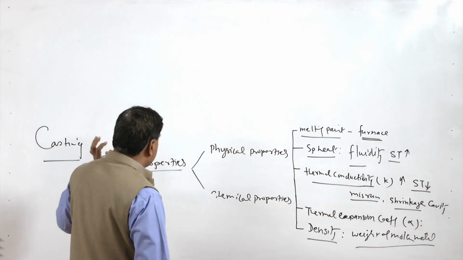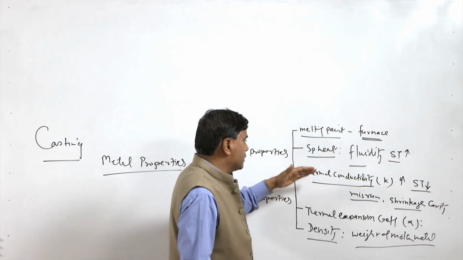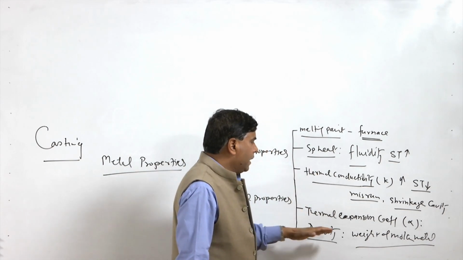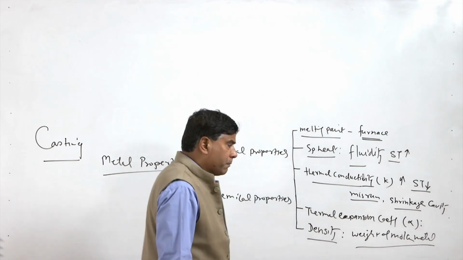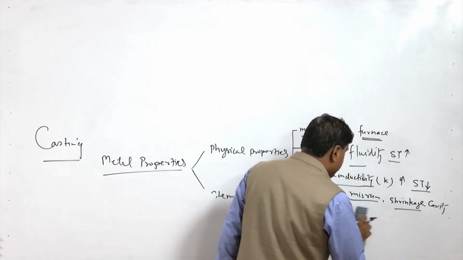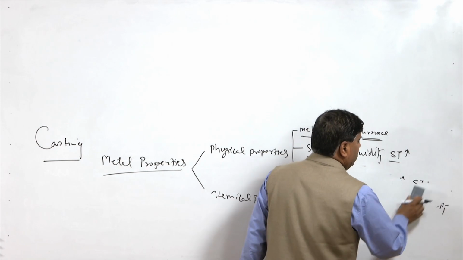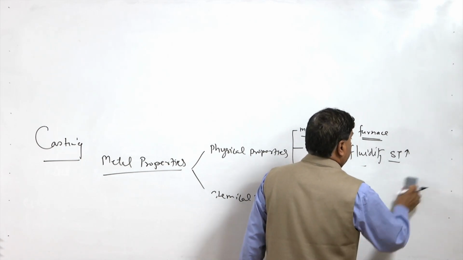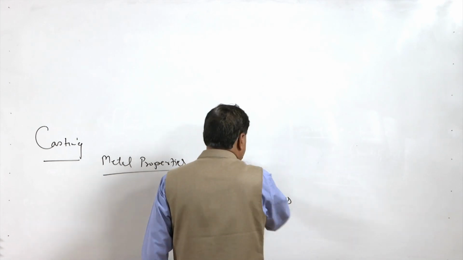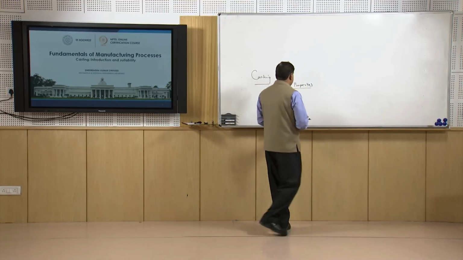So, considering these points, the melting point, specific heat, thermal conductivity, thermal expansion coefficient and the density are the important physical properties which affect the different aspects related with the mold or the melting or casting. So, it is important to consider the physical properties of the metal.